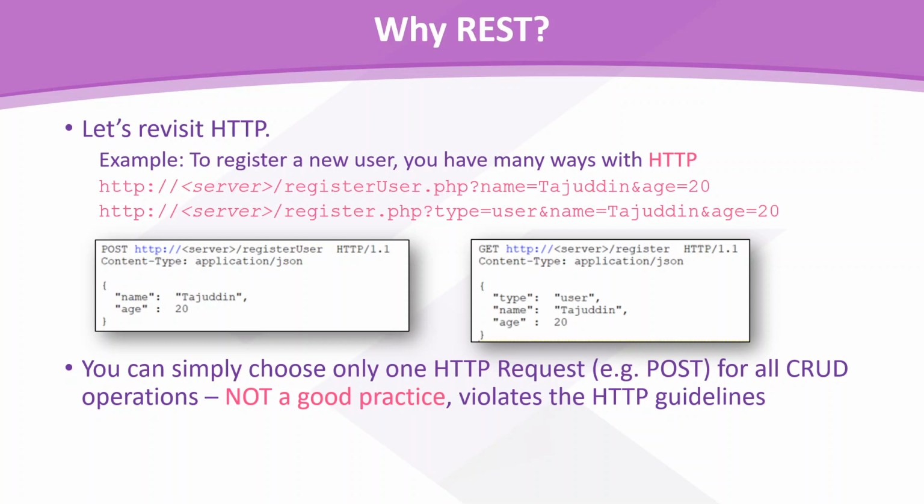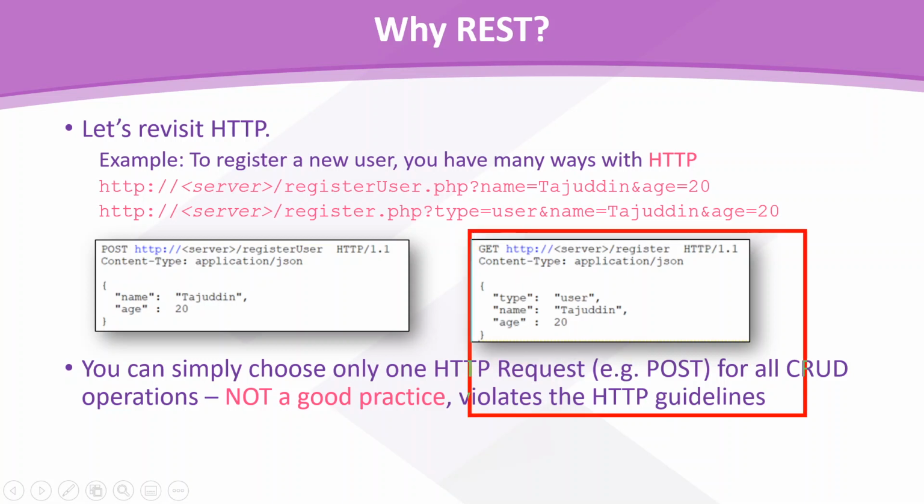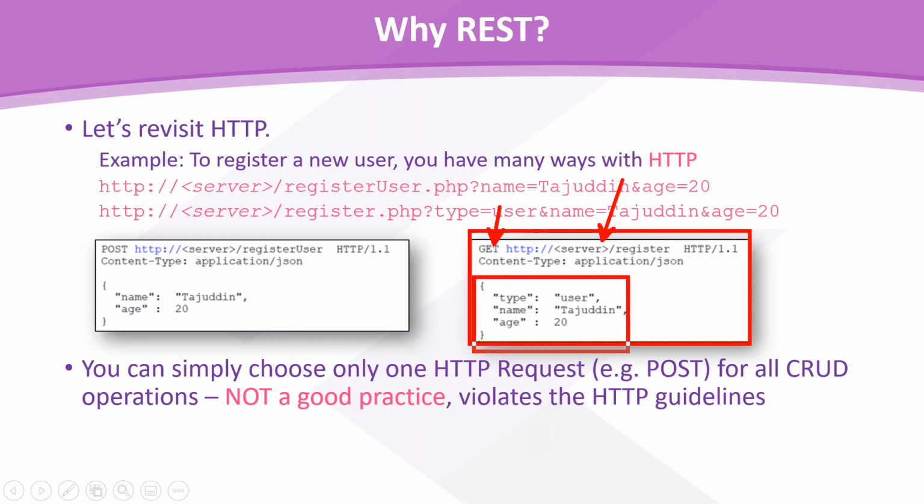In fact, by using HTTP alone, you can simply choose only one HTTP request. You don't have to learn the others. For example, you choose only POST, and then you don't have to learn the rest of the methods. Why? Because technically you can do all the CRUD operations with POST alone. This is the beauty, quote unquote, of HTTP, whereby this is the structure: you can have the method here, the URL here, which is the resource, and then you can have the body.